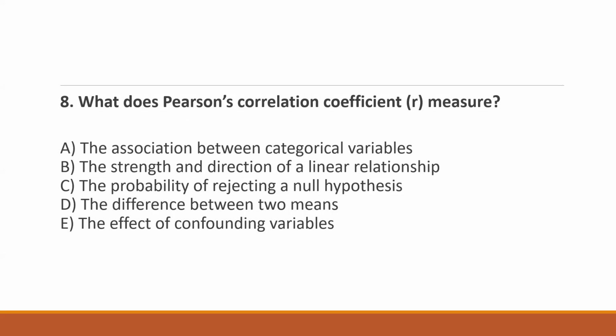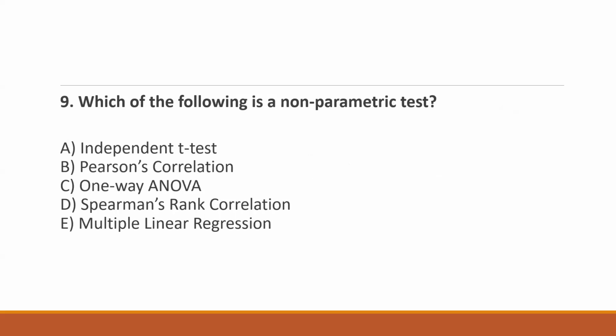MCQ number 8: what does Pearson's correlation coefficient r mean? A, the association between categorical variables. B, the strength and direction of a linear relationship. C, the probability of rejecting a null hypothesis. D, the difference between two means. Or E, the effect of confounding variables. Yes, it is B, the strength and direction of a linear relationship. So there are two aspects, strength and also direction.